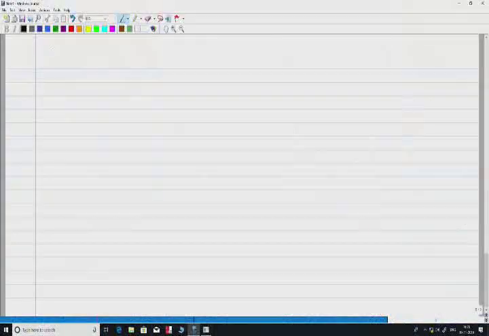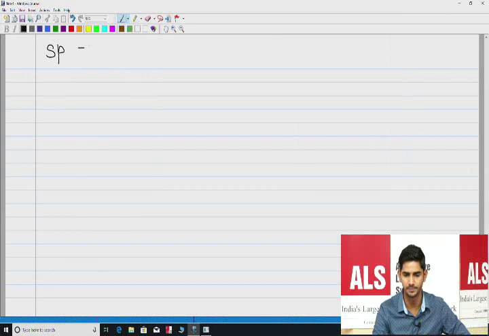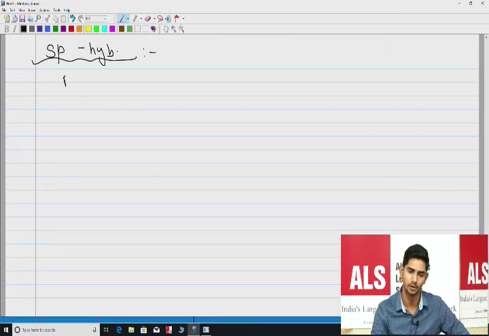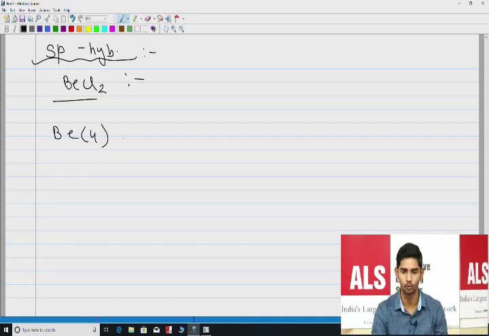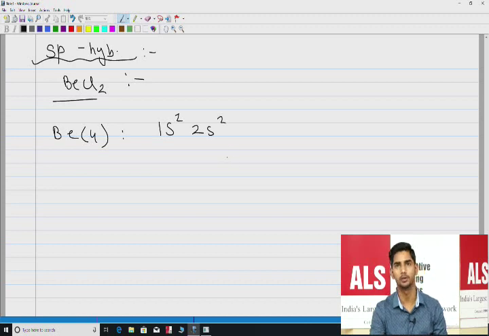Let's start with sp hybridization. Let's talk about BeCl2. First of all, tell me what is the central element. In BeCl2, what is the central element? Yes, beryllium. Atomic number is 4. So let's write its configuration: 1s2, 2s2. This is the configuration.